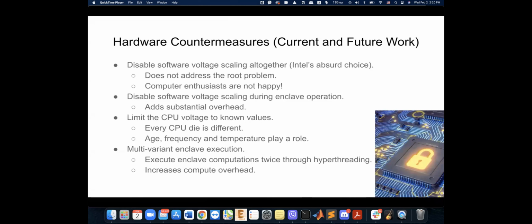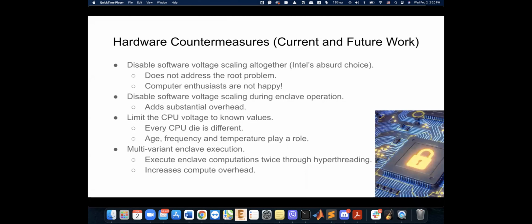The next is to disable software voltage scaling during the enclave operation. However, this adds additional overhead because of the time required to make the entry and exit from the enclave operations. The third is to limit the CPU voltage to known safe values. However, every CPU die is different, and there are some constraints related to age, frequency, and temperature, as they also play an important role.